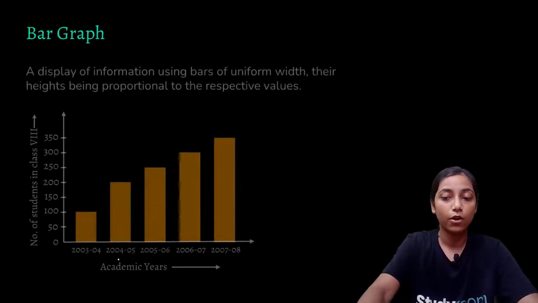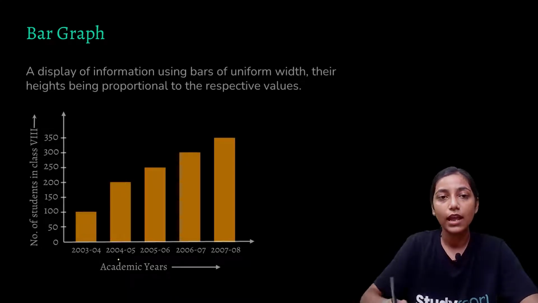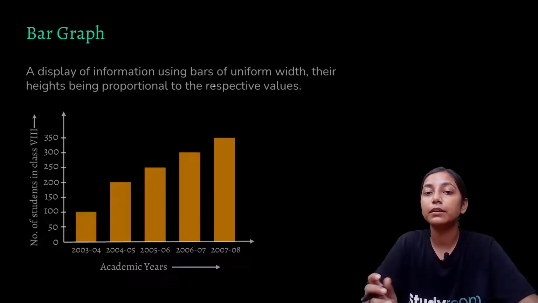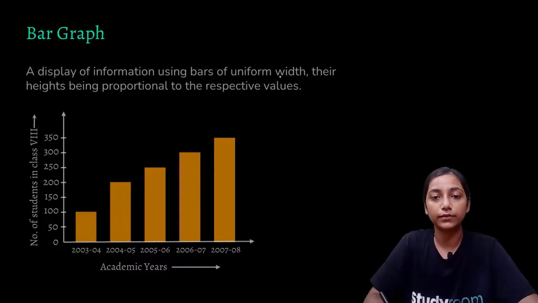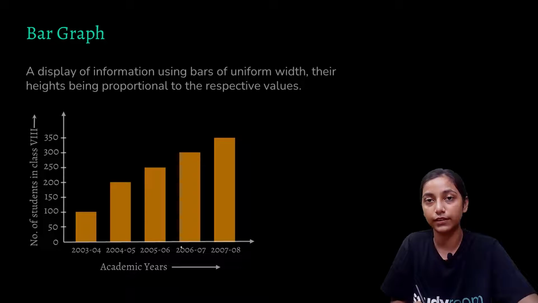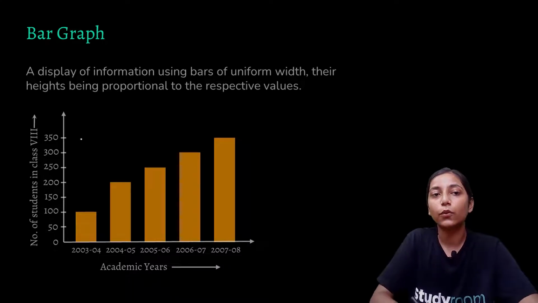This was something about a pictograph. Now we will proceed to a bar graph. What is a bar graph? First of all, it is a display of information using bars of uniform width, their heights being proportional to the respective values. Such a display is known as a bar graph.